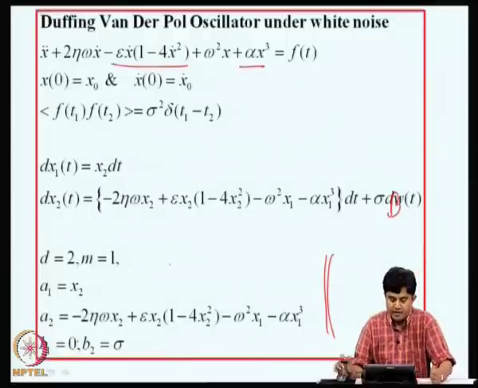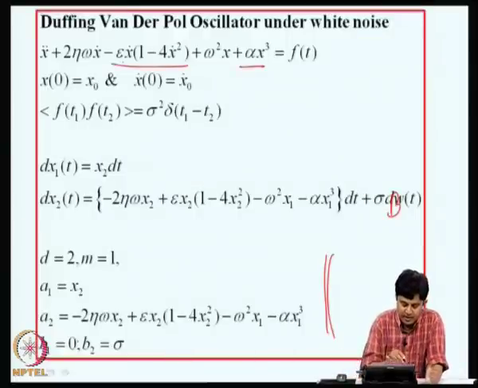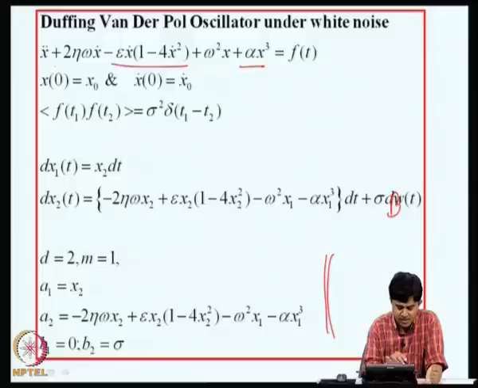Now, if I take epsilon to be 0, I have the system x double dot plus 2 eta omega x dot plus omega square x plus alpha x cube is f of t. So, this is a Duffing oscillator under stationary white noise excitation, and during our discussion on the Markov vector approach to solve nonlinear oscillator problems, I have shown that for this system an exact steady state solution can be obtained for the probability density function of displacement and velocity.